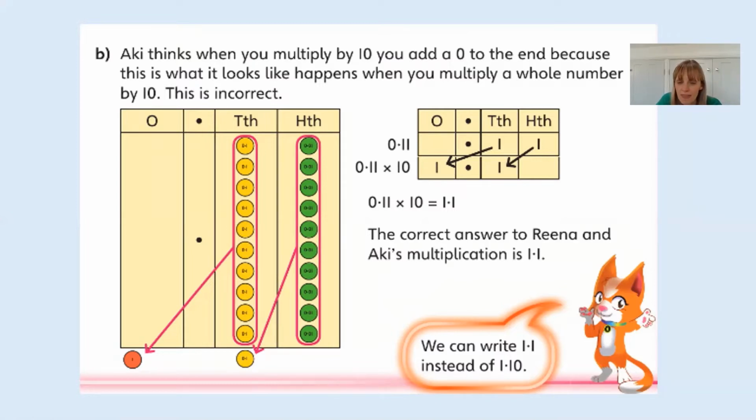And so the 1/10, like in the previous one, is going to jump from the tenths column into the ones. The 100th is jumping into the tenths column. And so our final answer actually is 1.1 because everything has moved one place larger.